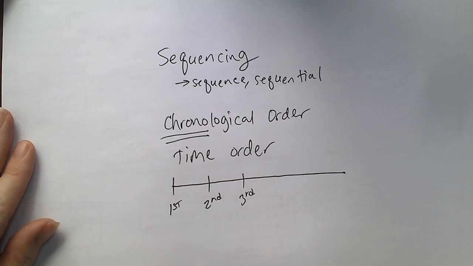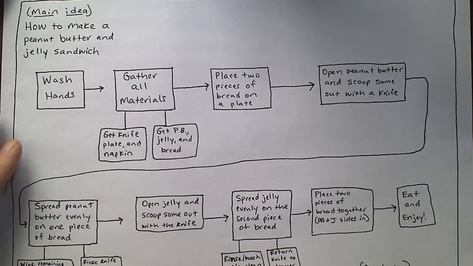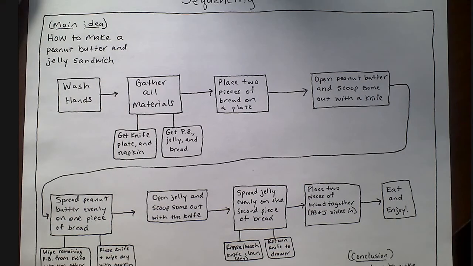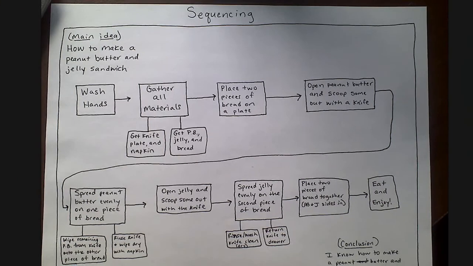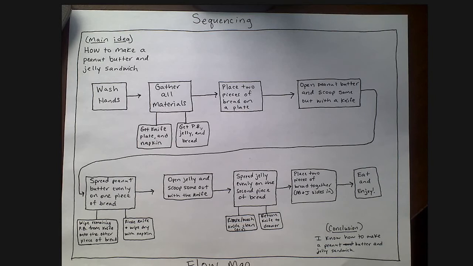Okay, so I have a flow map. This actually might look a little bit familiar to you. Sorry if I cheated, but at least I made it neater. You may remember this one from when we went over it in class when we did the flow map and we looked at sequencing and we were talking about how to make a peanut butter and jelly sandwich.